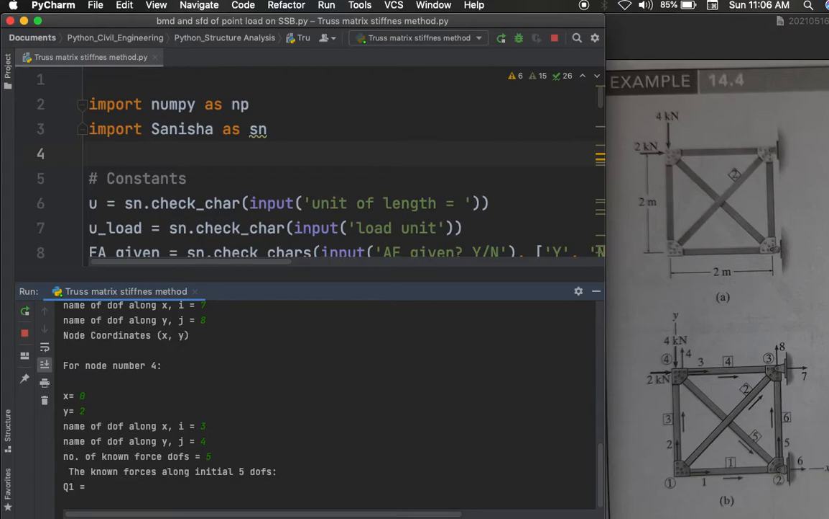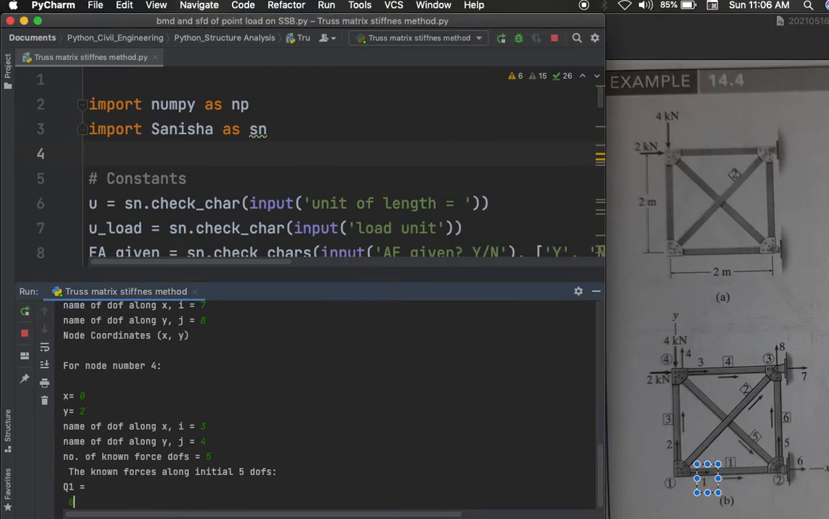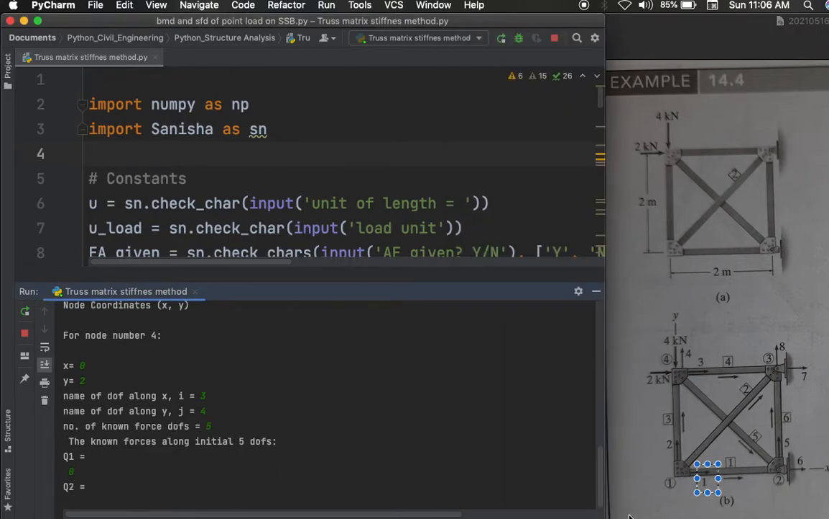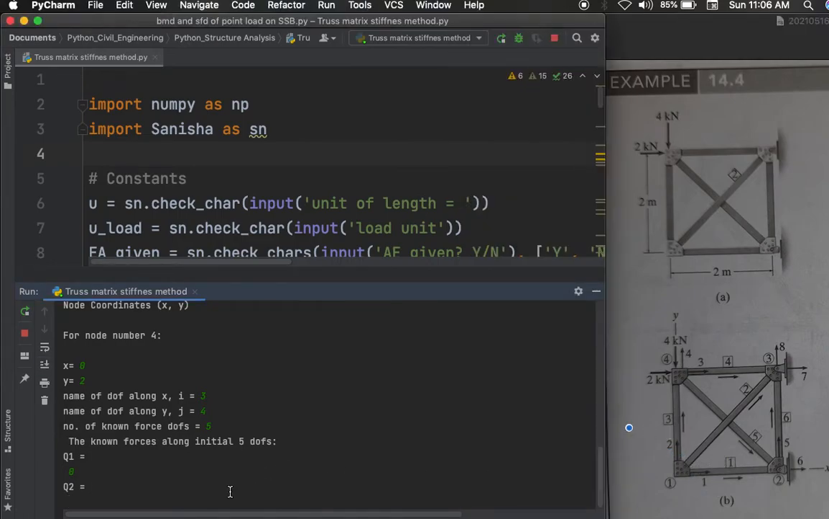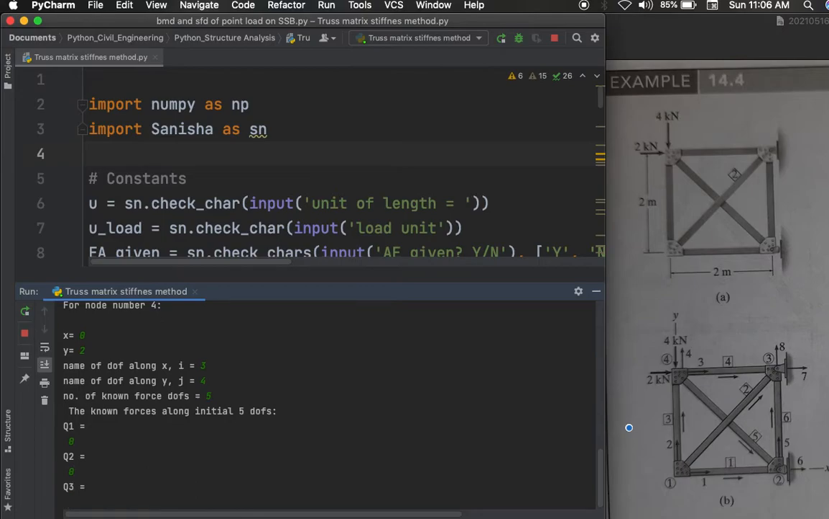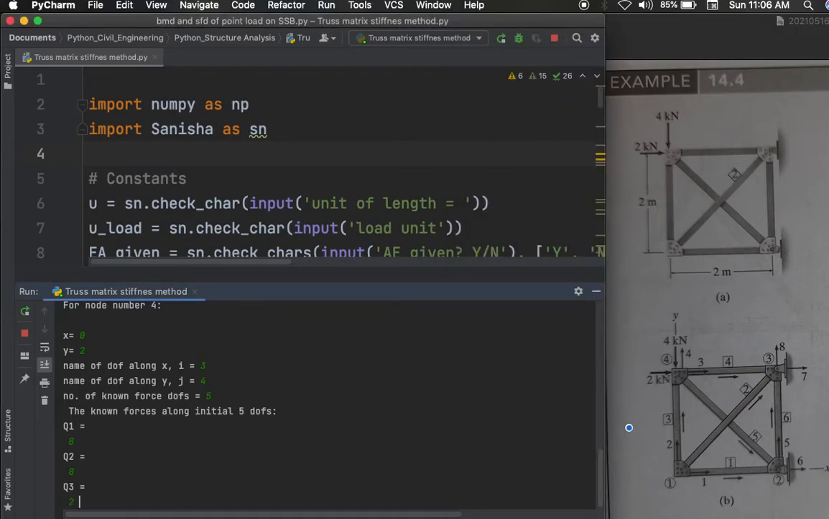So the known forces are along the initial 5 degrees of freedom. So put the value of force along the first degree of freedom. What is the first degree of freedom? This is the first degree of freedom. Along this direction there is no force, so I would put 0 here. Similarly along direction number 2 there is no force, I would put 0 here too. Then along 3, there is a 2 kilonewton force, so I would put 2.